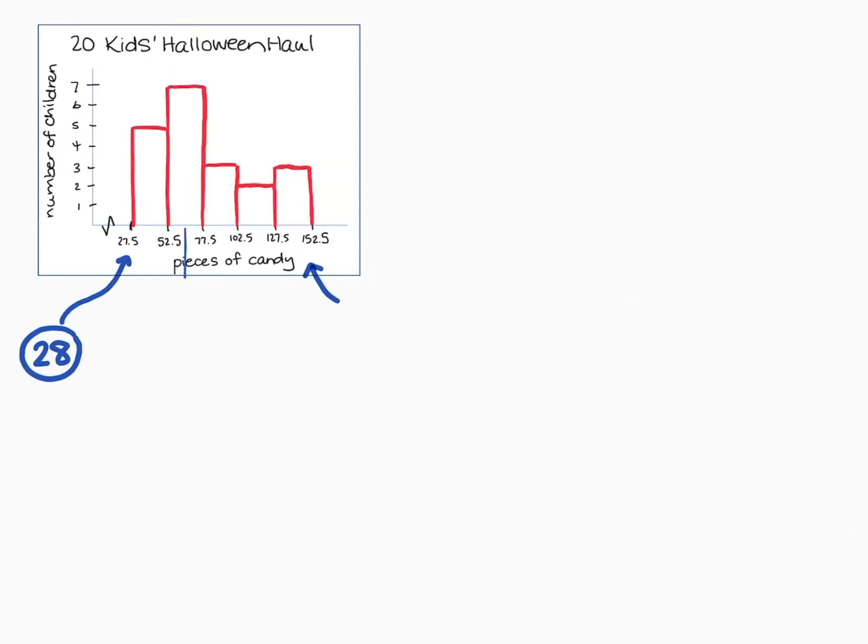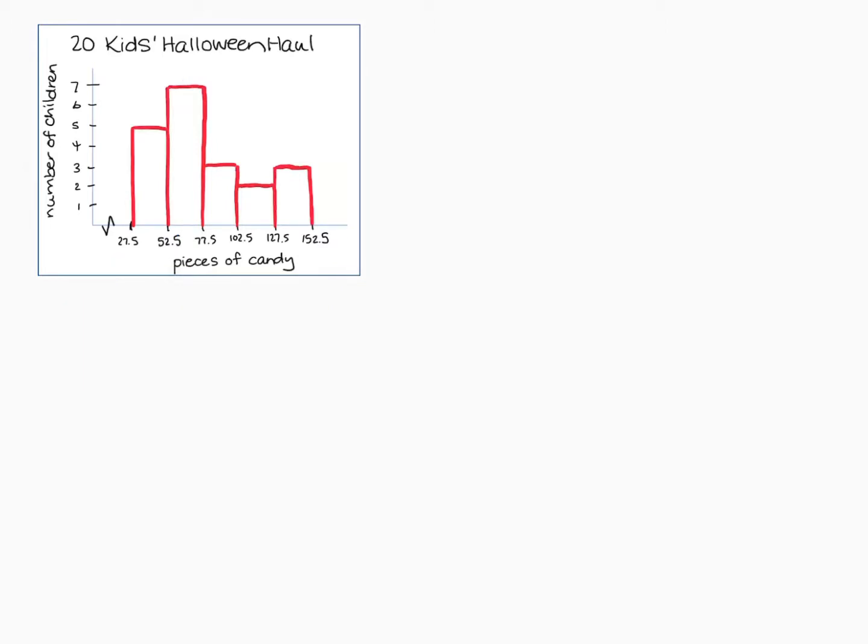What I mean by that is, remember how the midpoint on this bar was 65? So we could just pretend that all 7 of those kids had 65 pieces of candy, just to get a rough estimate of what we're looking at for data values.